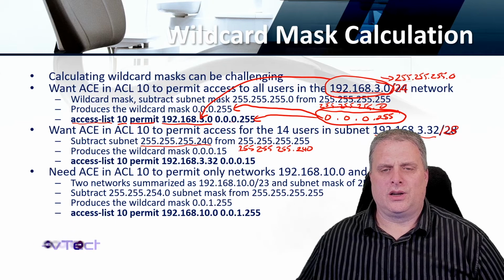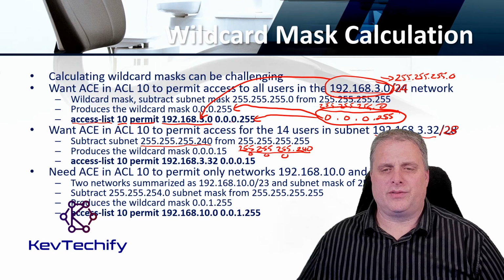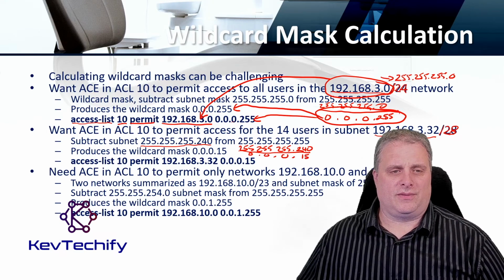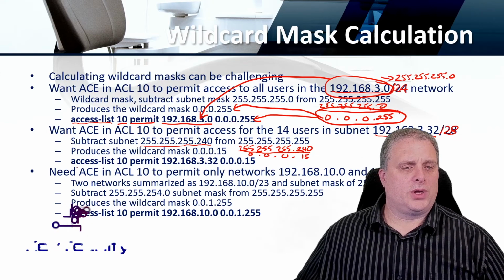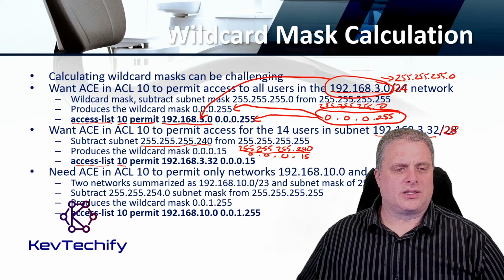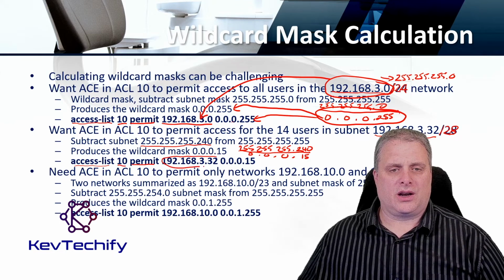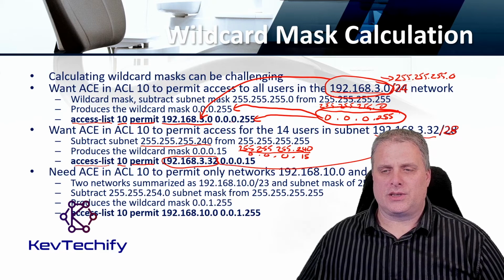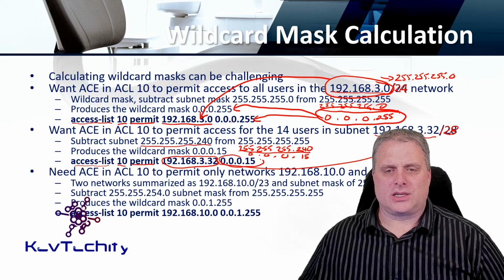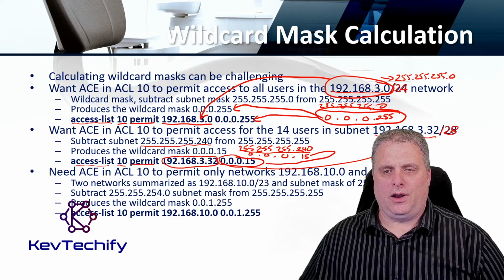255.255.255.255 minus 255.255.255.240. Subtract that out. That gives us 0, 0, 0. And then 255 minus 240 is 15. That gives us our wildcard mask of 0.0.0.15. We can then build our statement. Keyword access-list. Access-list number 10, permit our network address. Once again, our network address came from this information right here. And then we put in our wildcard mask, which came from right here.